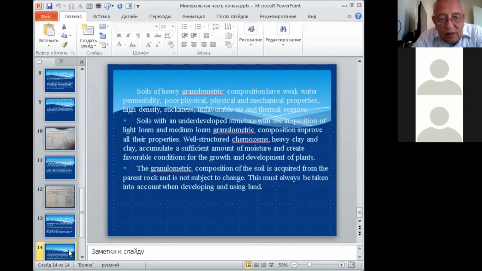The granulometric composition of the soil is inherited from the parent rock and is not subject to change. This must always be taken into account when developing and using the land. Thank you for your attention.